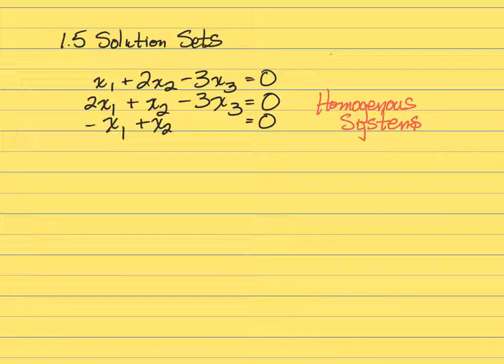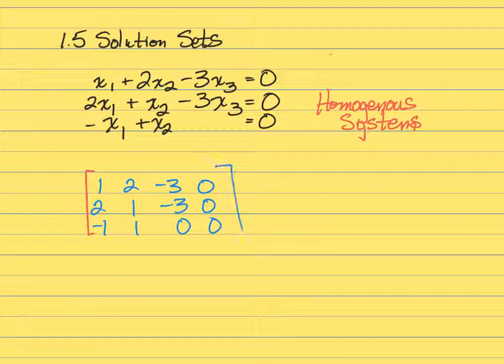Of course, we've learned that to solve this system, we would put it into its augmented matrix. 1, 2, negative 3, 0. 2, 1, negative 3, 0. Negative 1, 1, 0, 0. And so that's what its augmented matrix would look like.